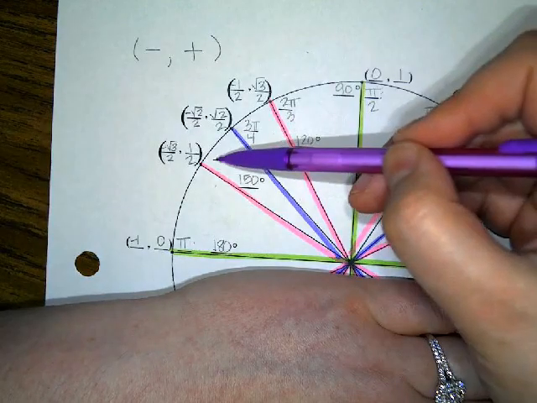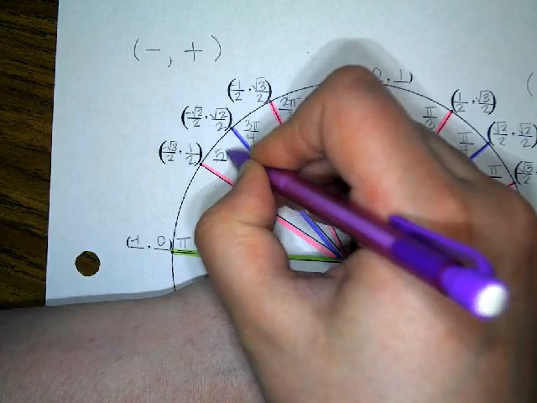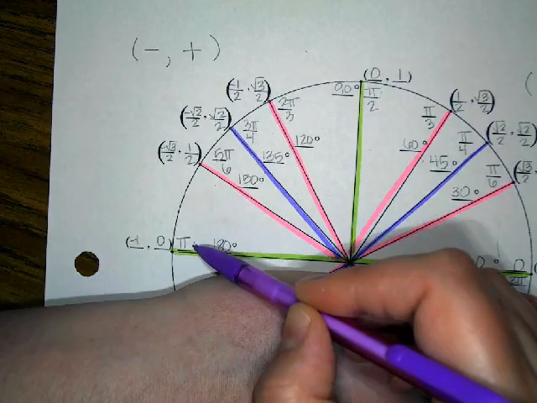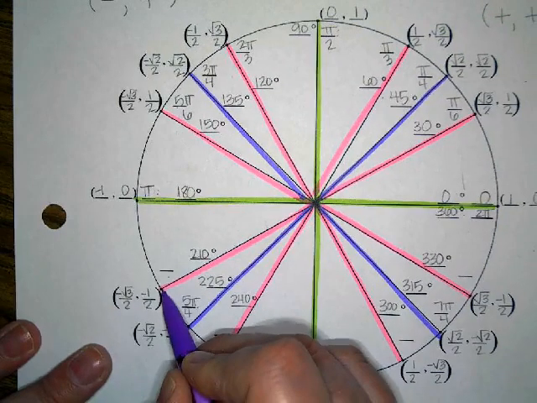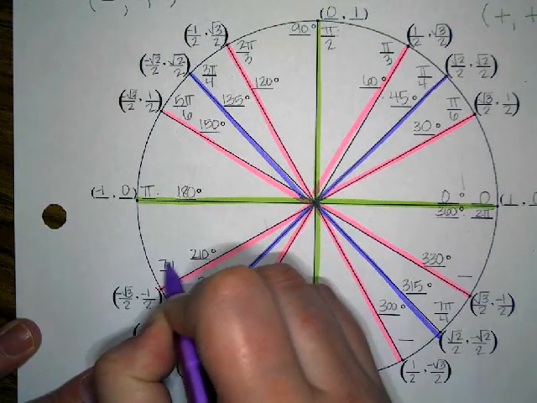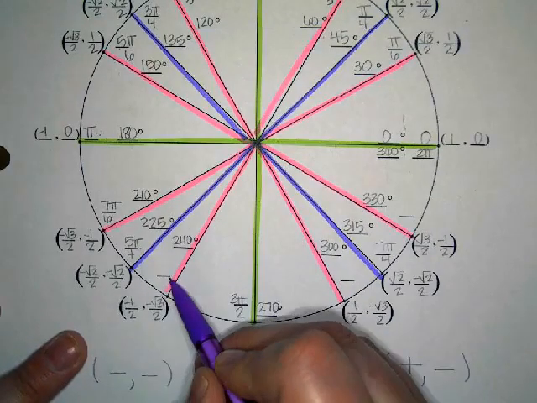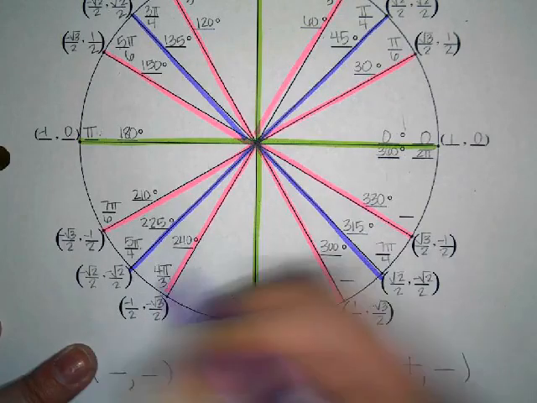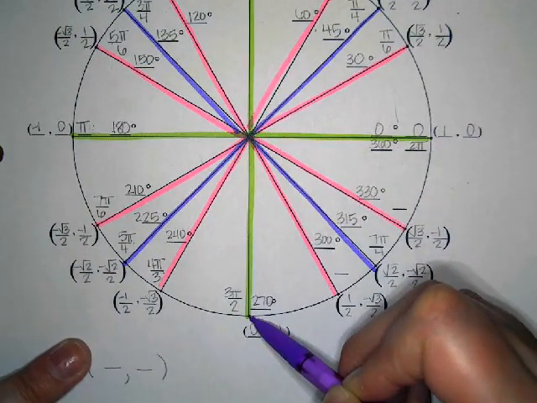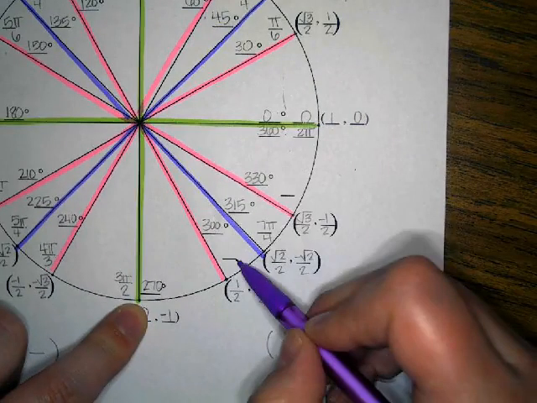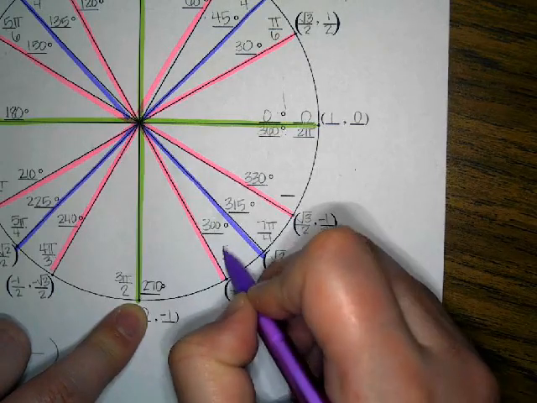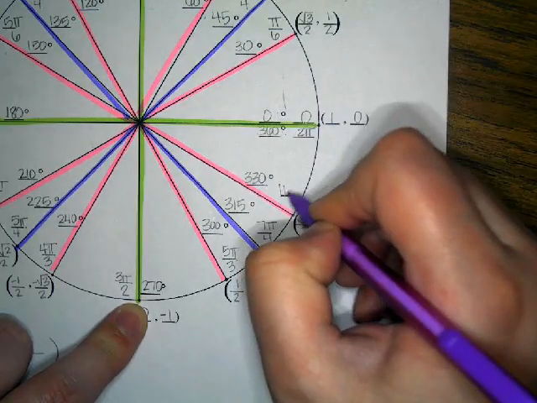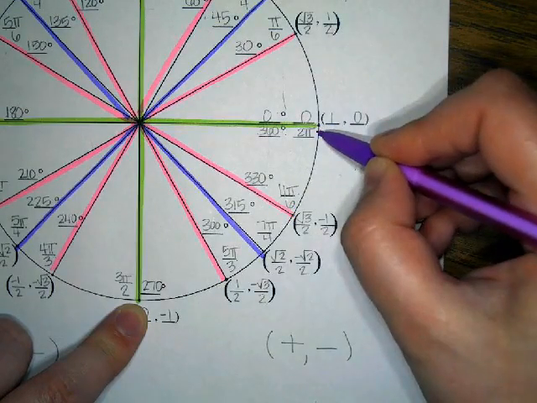And then we have 6/6, which is 1. So that matches what we already wrote. And then we have 7/6. And then we have 8/6, which is 4/3, yep. And then we have 9/6, which is 3/2. That matches what we already have. And then we have 10/6, which is 5/3. And then we have 11/6. And then last, we have 12/6, which is 2 pi. Okay. So those are all of the radians.